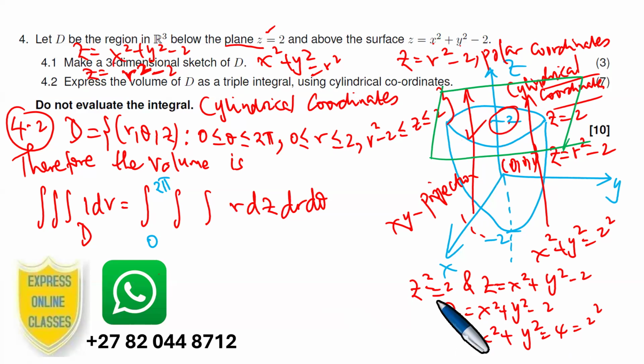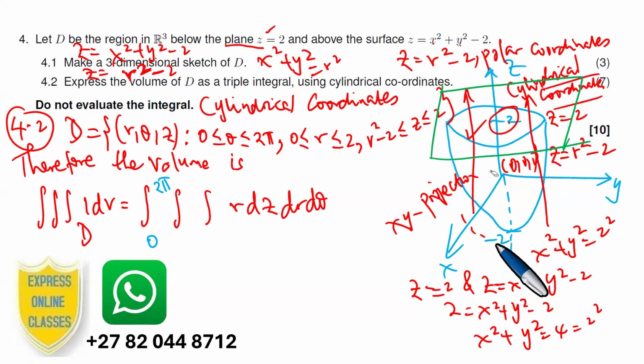So we can see that the plane is z equals 2. The paraboloid is x squared plus y squared minus 2. If this plane and the paraboloid are equal, then x squared plus y squared minus 2 is equal to 2. With this in mind, it means x squared plus y squared is equal to 4. But 4 is 2 squared, and this gives us the radius of this particular circle, whose xy projection at the top is x squared plus y squared equal to 4.